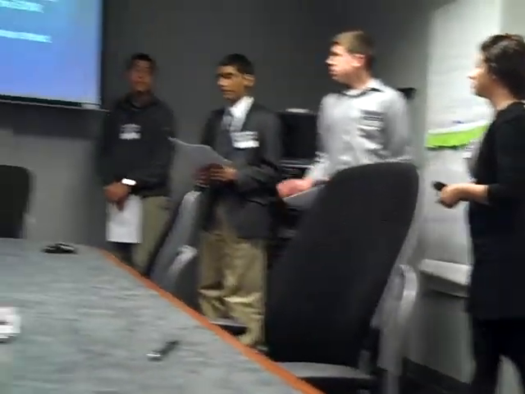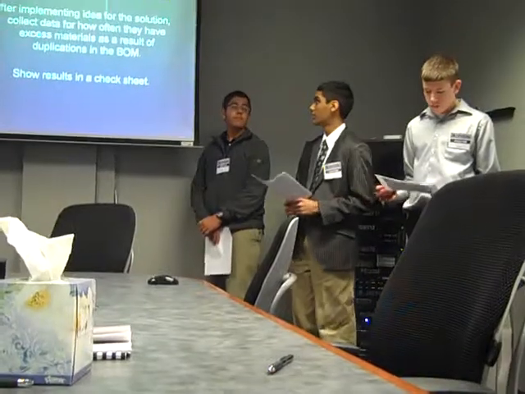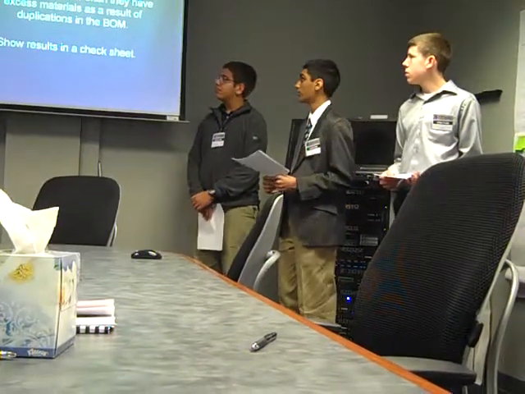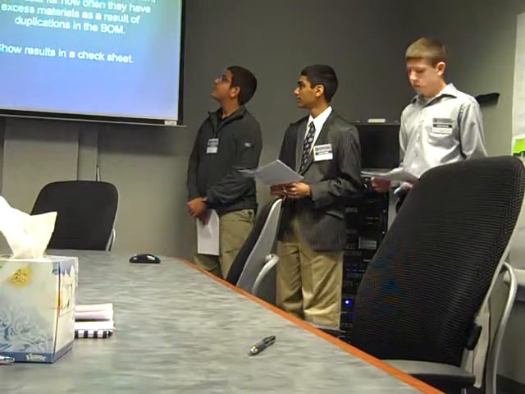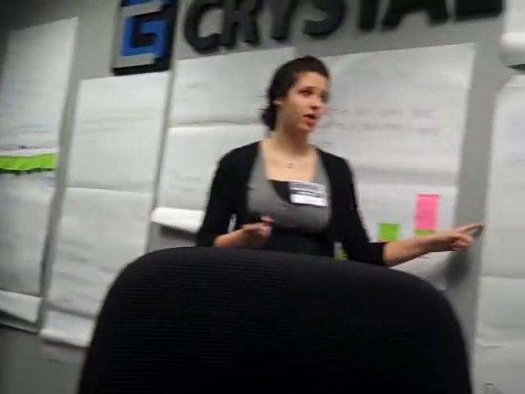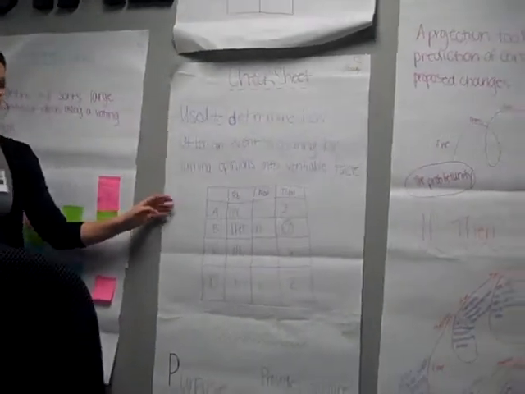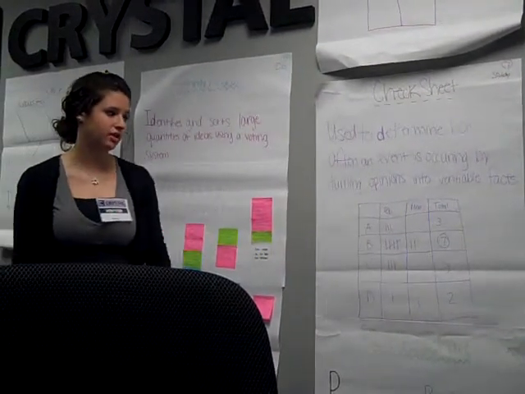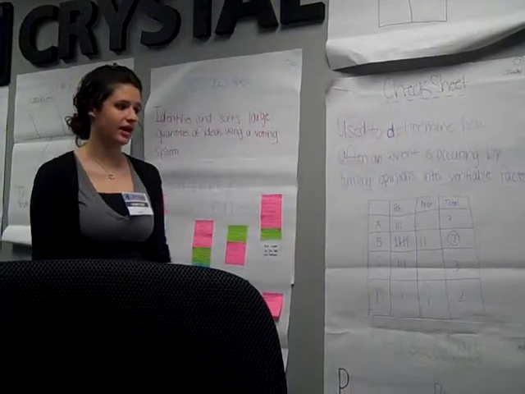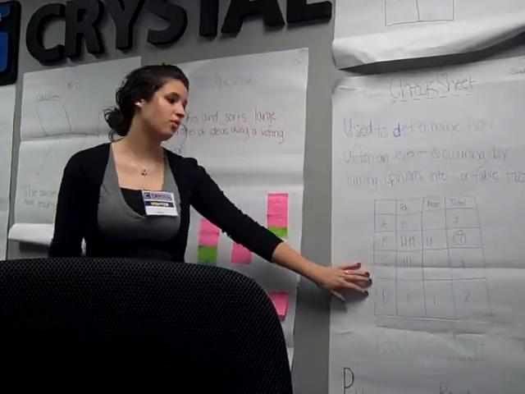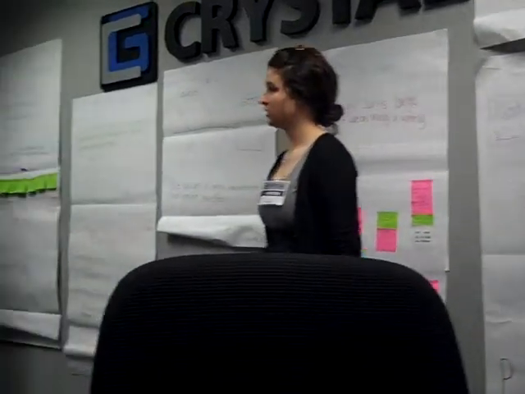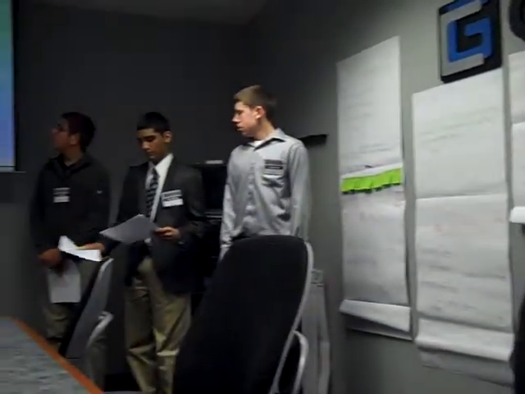Okay. And so after we implemented our solution for collecting data, we decided to use a check sheet to show the data. So this is our step 7, which is now part of the study process, and we use it to determine how often an event is occurring by turning opinions into verifiable facts. So this is just an example of what the check sheet would be, and then we created 2 examples specifically for Crystal Group.